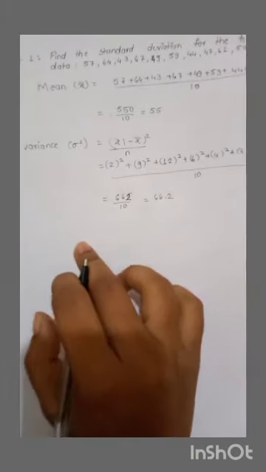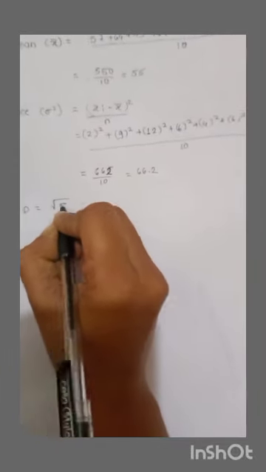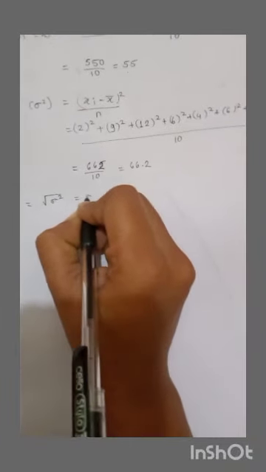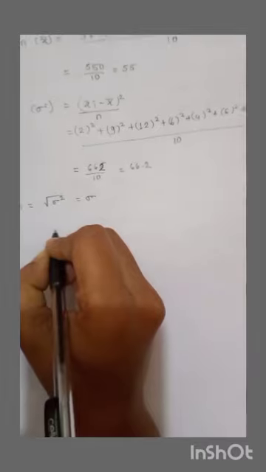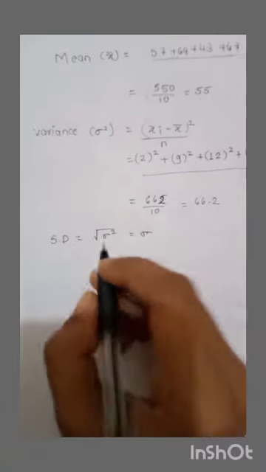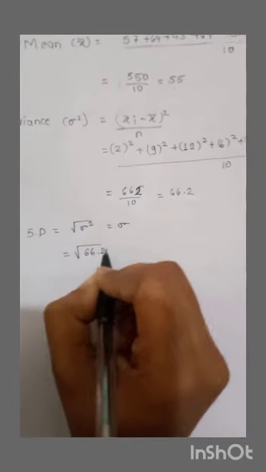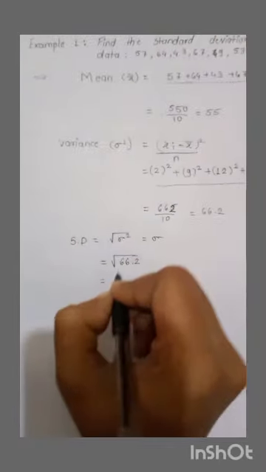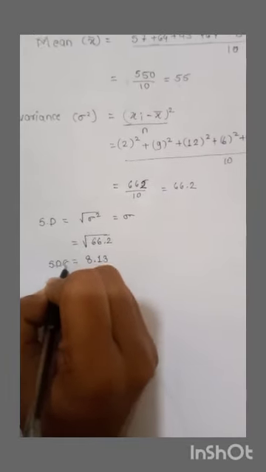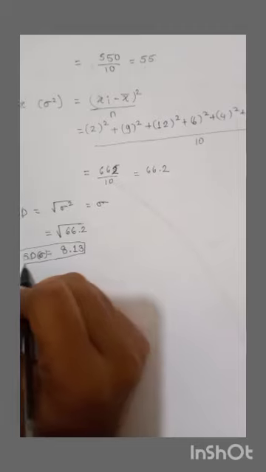Standard deviation equals the square root of variance, meaning the square root of sigma square, which equals sigma. So we have the sigma square, and the standard deviation will be the square root of 66.2, which equals 8.13. So the value of the standard deviation sigma that we get is 8.13. So we successfully calculated the standard deviation.